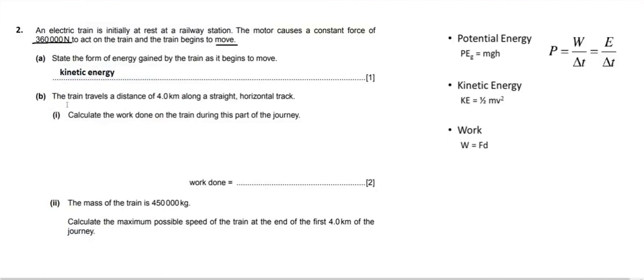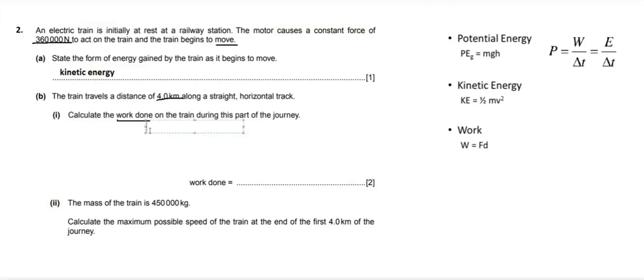Now the B part here, the train travels a distance of 4 kilometers along a straight horizontal track. Calculate the work done on the train during this part of the journey. So how are we going to calculate the work done? The work done formula is already given over here. The work done is force multiplied by distance. The distance is given here as 4 kilometers. We have to convert that into meters, and the force is already given, that is 360,000.